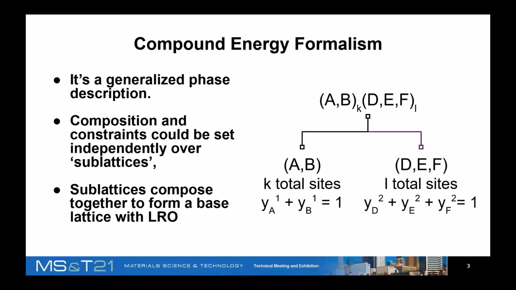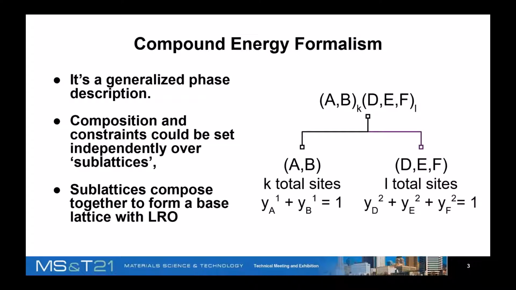So the figure on your right describes a general phase as per CEF. We have two sublattices, sublattice 1 and 2. Sublattice 1 can have A or B type of constituents, while sublattice 2 can have D, E, or F. We also have the concept of site fraction, which is the fraction of sites occupied by a particular species on a particular sublattice. By definition, they sum to 1.